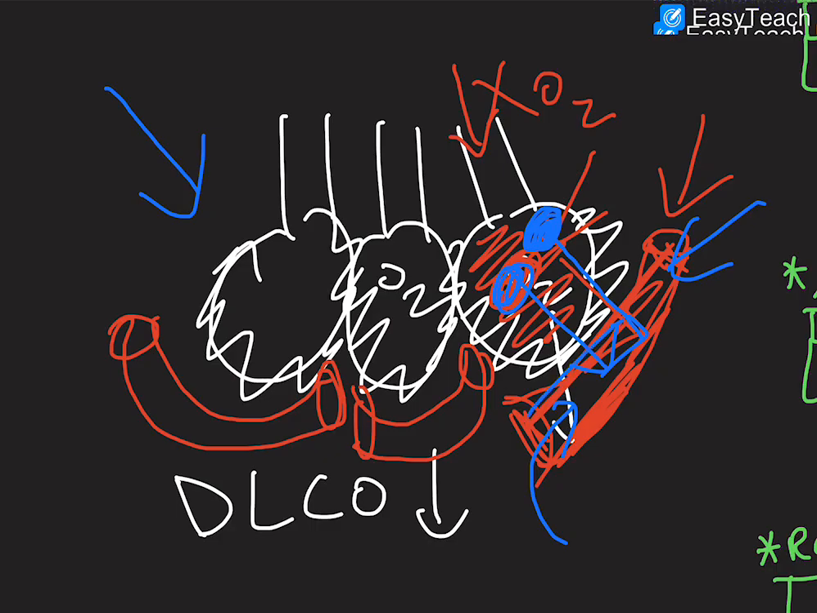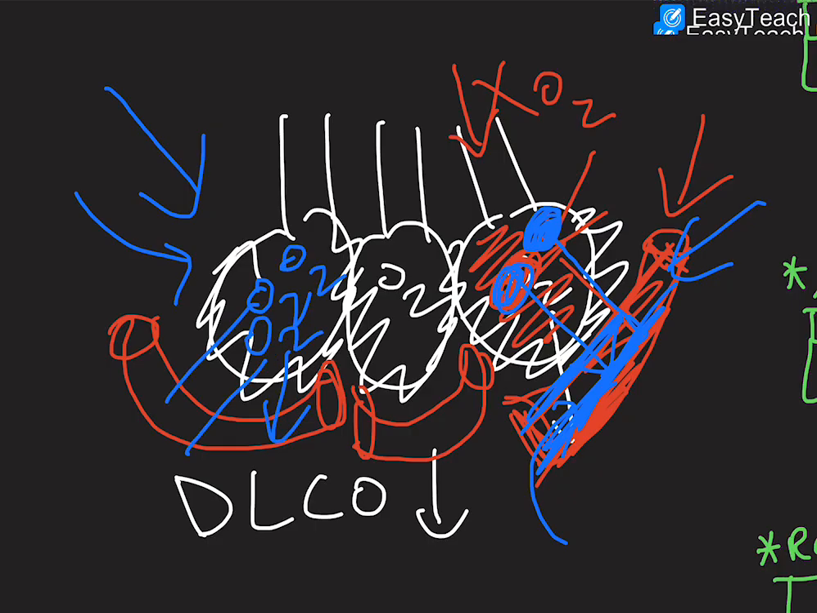So that's why you constrict this blood vessel and you divert blood to other alveoli that have proper amounts of oxygen, right? So that oxygen can diffuse and go into your red blood cells.